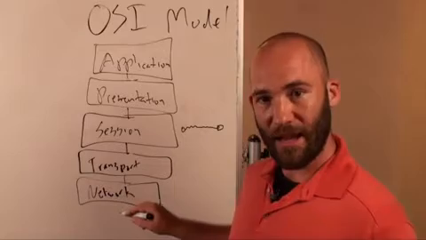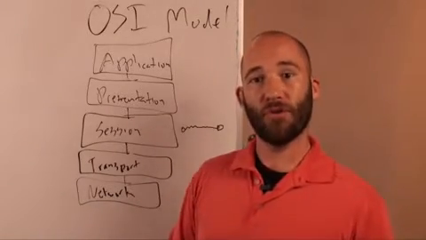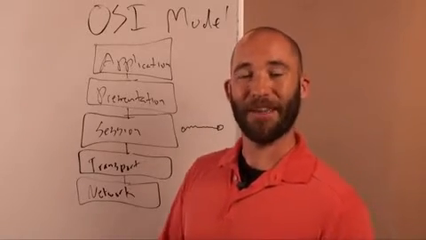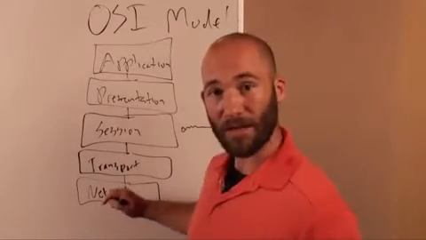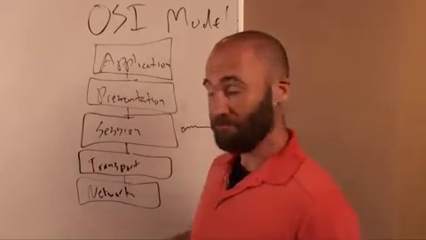The network layer is the layer that routers operate at. So you know your router that you have at home, or if you've been doing networking technology, you know a router. Routers operate at the network level. So your IP address is at the network level.